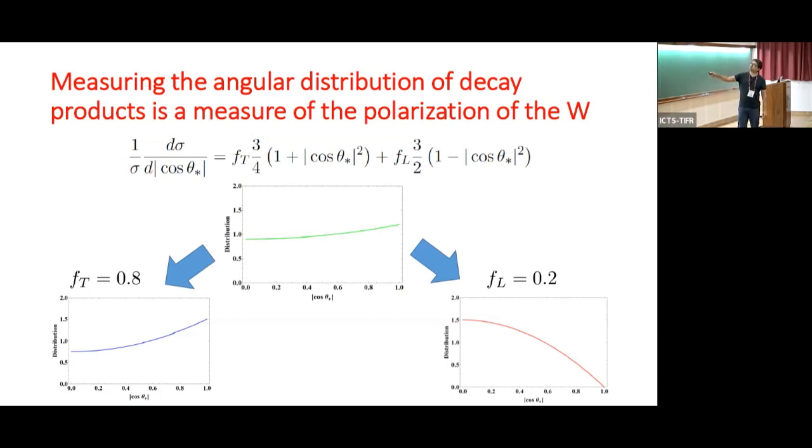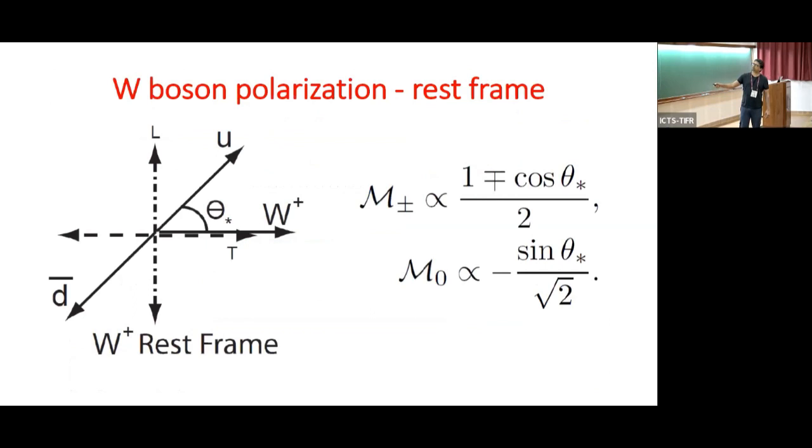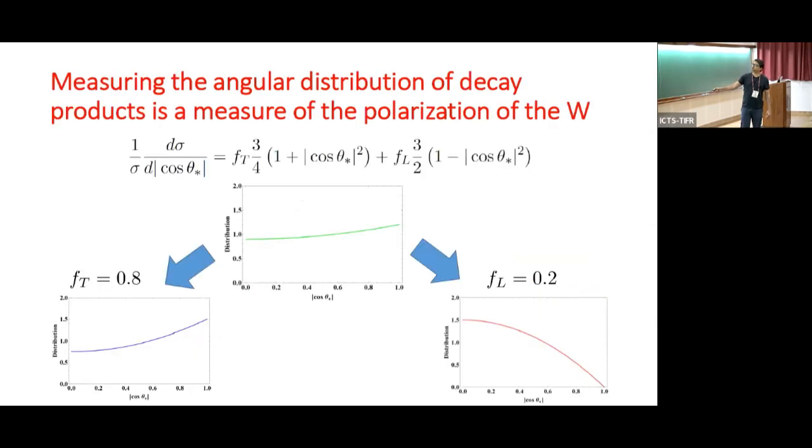The longitudinal one, 1 minus cosine squared theta, is normalized by a factor of 3/2, and the transverse one, 1 plus cosine squared theta, is normalized by 3/4. Cosine theta being 0 corresponds to emission this way, theta is 90 degrees. So there's a preference for longitudinal Ws to emit at 90 degrees, whereas for transverse Ws, there's a stronger preference to emit along the boost axis.